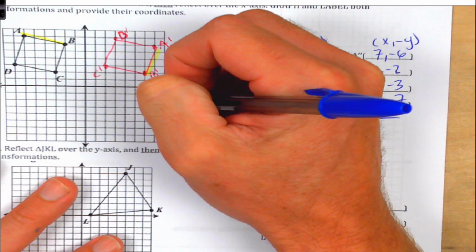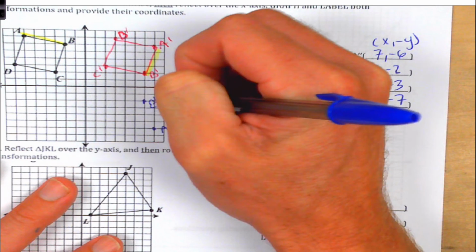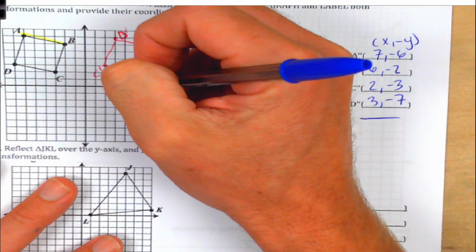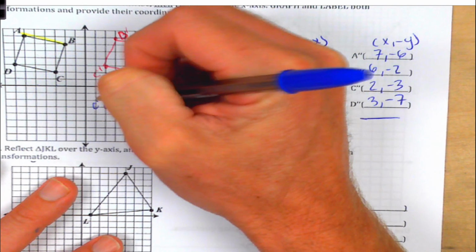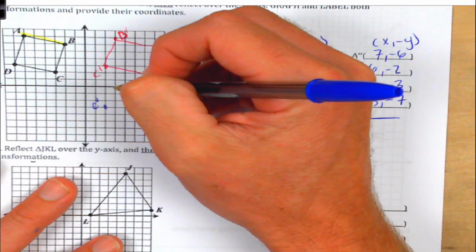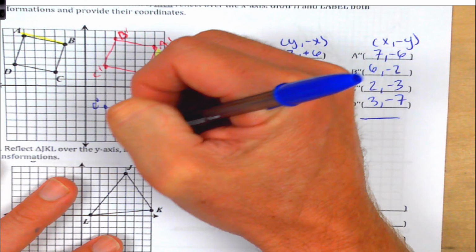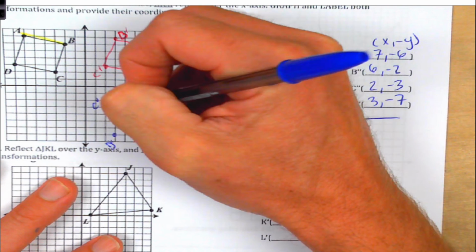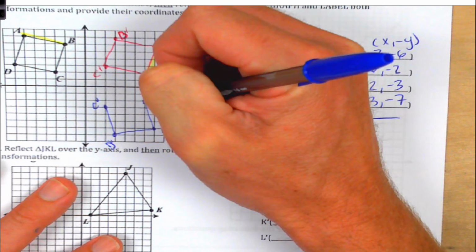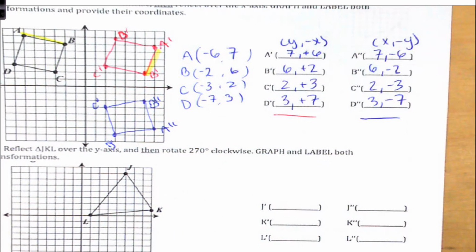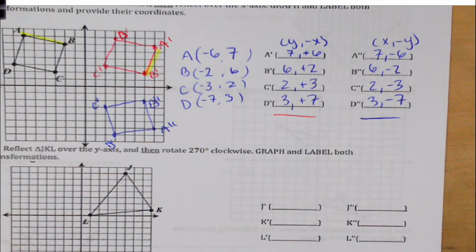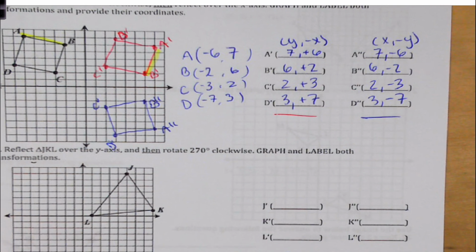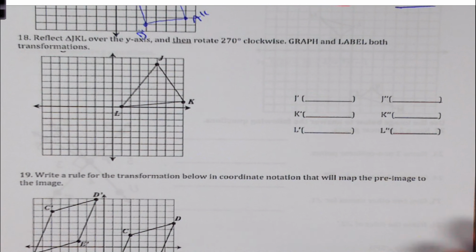Negative 2, there's B prime prime, 2, negative 3, C prime prime, and 3, negative 7, there's D prime. And my golly, that looks like it's reflected over, and so I'm happy with that. All right, those ones take a little while, huh? 18, let's take a look.